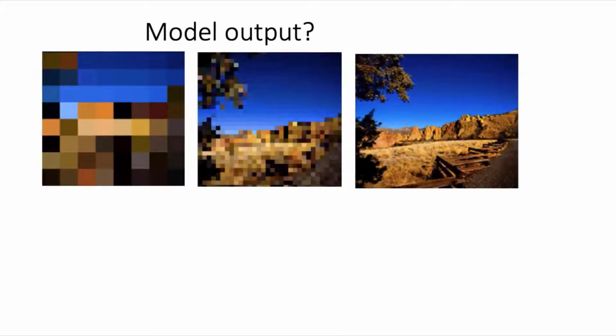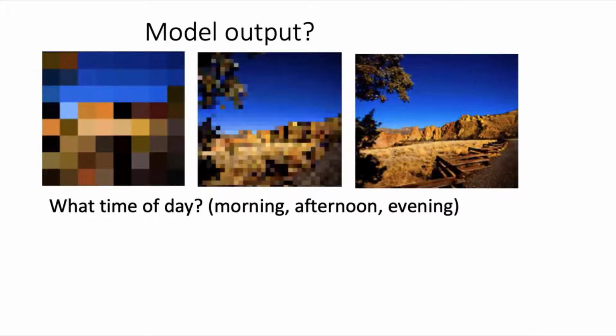So what are some information processing problems that we can have our model solve about images? Well, we could have it predict what time of day a picture was taken and ask the model to output either morning, afternoon, or evening. This would be like a classification problem. Or we could require the model to be more precise and have it predict exactly what time of day the picture was taken to the minute.